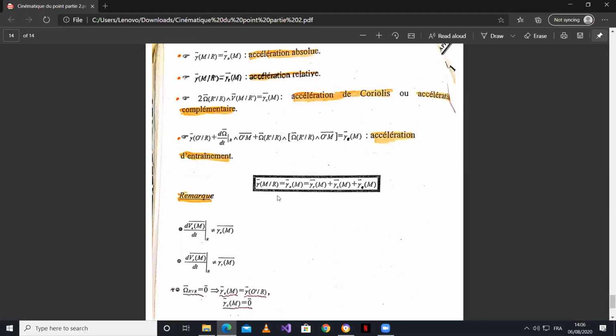So these are the things you'll be working with, because in most cases, you'll be having more than one référentiel. So you have to understand them.